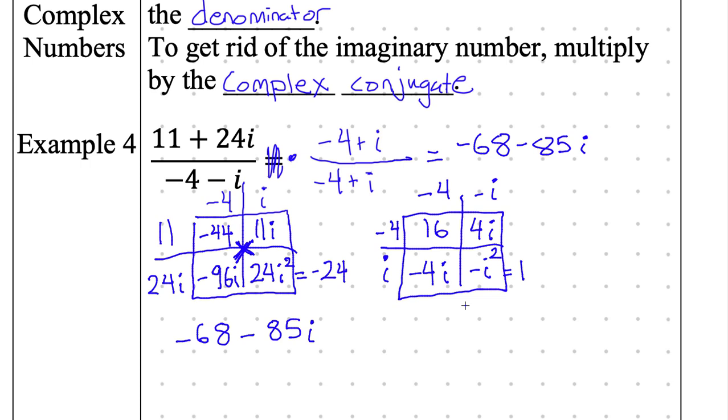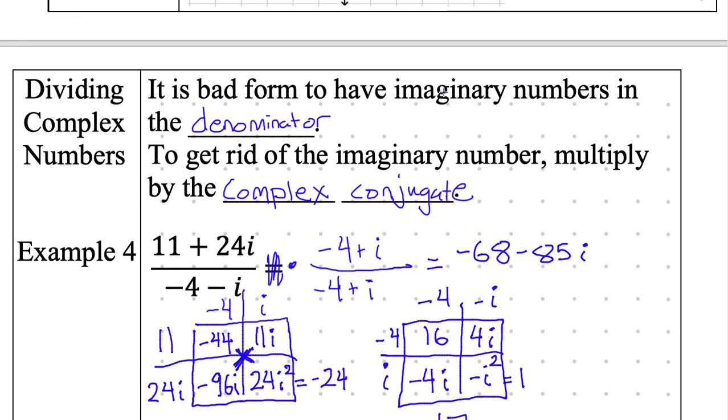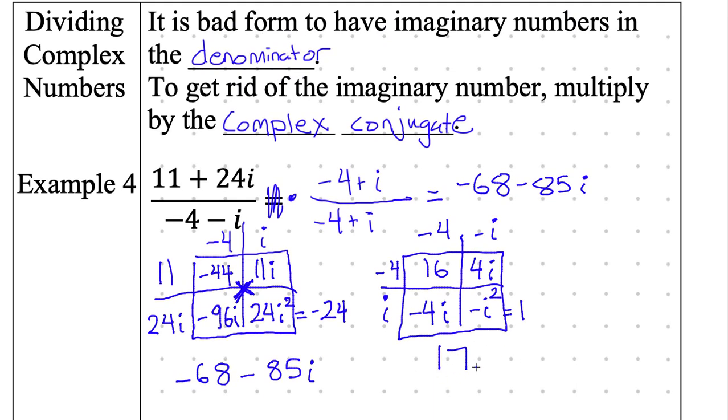Quiet raise hand. Who can help me find the sum? 16 or 17? Okay, 17. Notice that there's no imaginary term, which is the whole idea. You don't want imaginary numbers in the denominator. And look, there's no imaginary terms now. It's just 17. So this denominator now is 17.